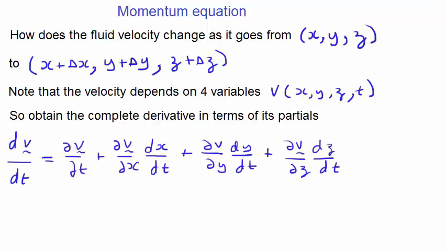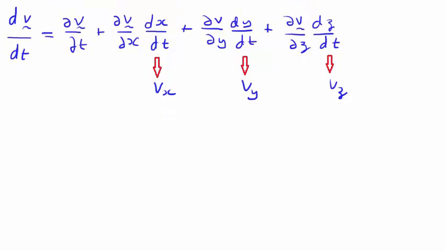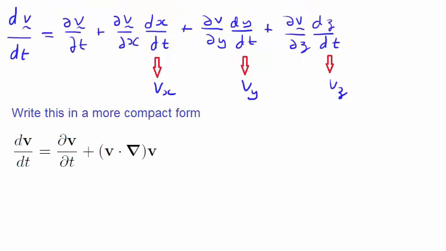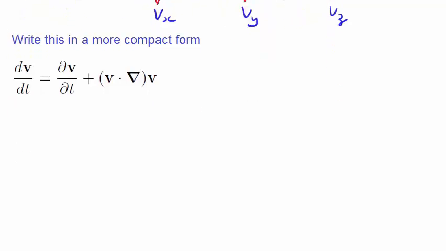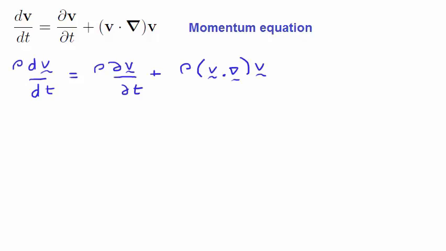Note that dx dt, dy dt, and dz dt are nothing more than the velocity components along the x, y, and z directions. We can write this equation in a more compact vector notation. This is known as the momentum equation. Sometimes it's known as the force equation because if we multiply both sides by the density rho, you'll notice now that the units for each term are in force per unit volume.